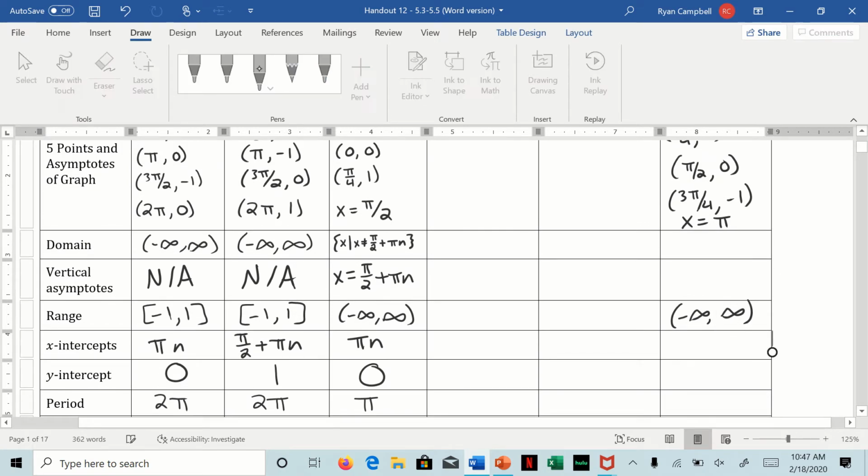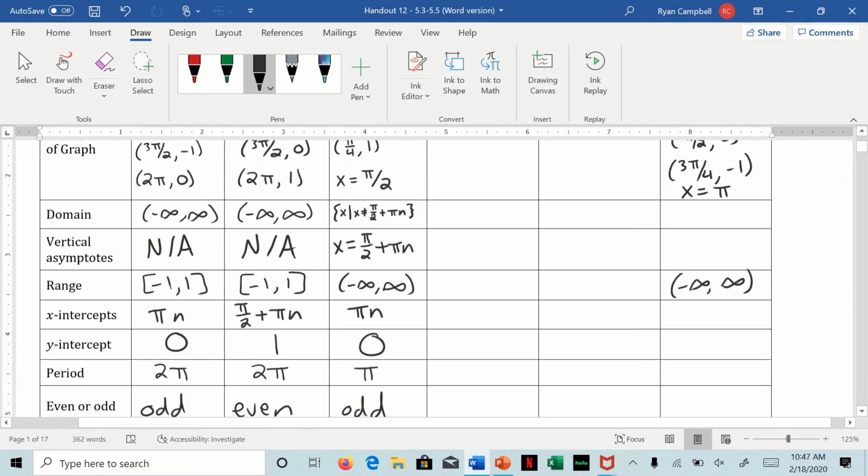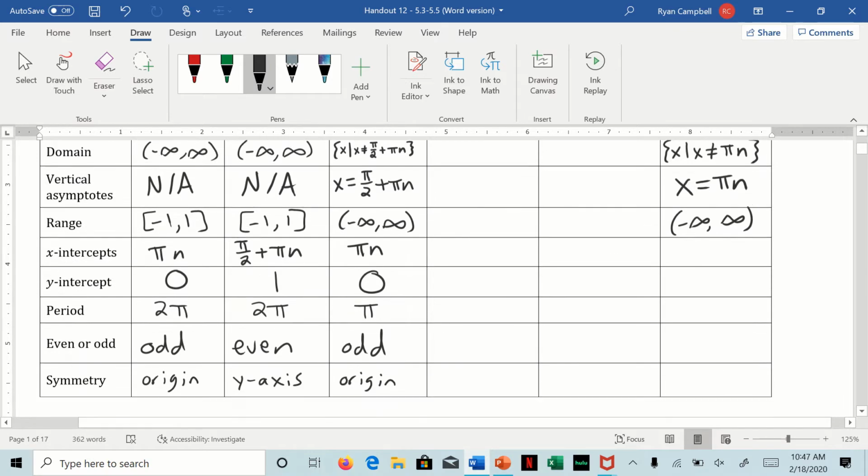So the way we could write that is, there we go. So x equals pi n, which means that the domain is all x's such that x is not one of those values, right? Just like with the tangent. All right.